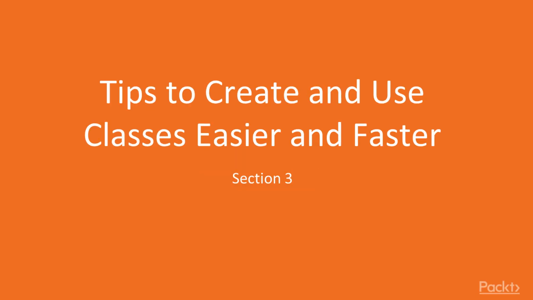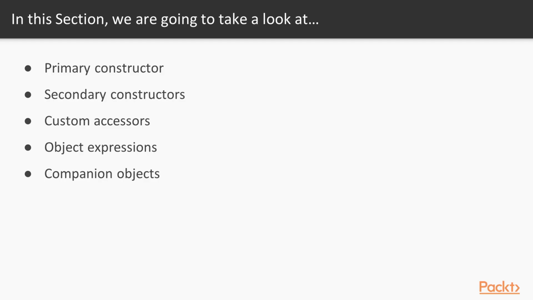Hi, and welcome to Section 3, Tips to Create and Use Classes Easier and Faster. We will learn about simplifying class properties with constructor parameters, using secondary constructors for additional flexibility, implementing custom behavior for fields for adding functionality, using object expressions for thread-safe calls, and using companion objects to replace Java static fields.